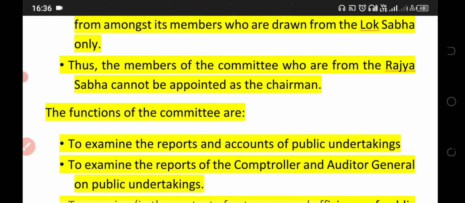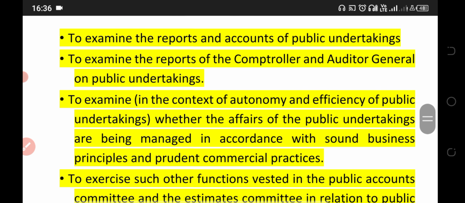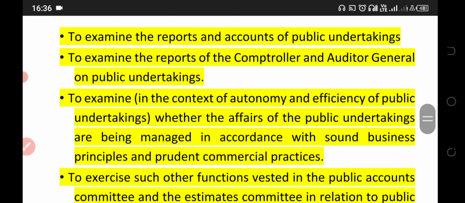The functions of the committee are to examine the reports and the accounts of the public undertakings, to examine the reports of the Comptroller and Auditor General on the public undertakings, and to examine, in the context of the autonomy and efficiency of the public undertaking, whether the affairs of the public undertaking are being managed in accordance with sound business principles and prudent commercial practice.